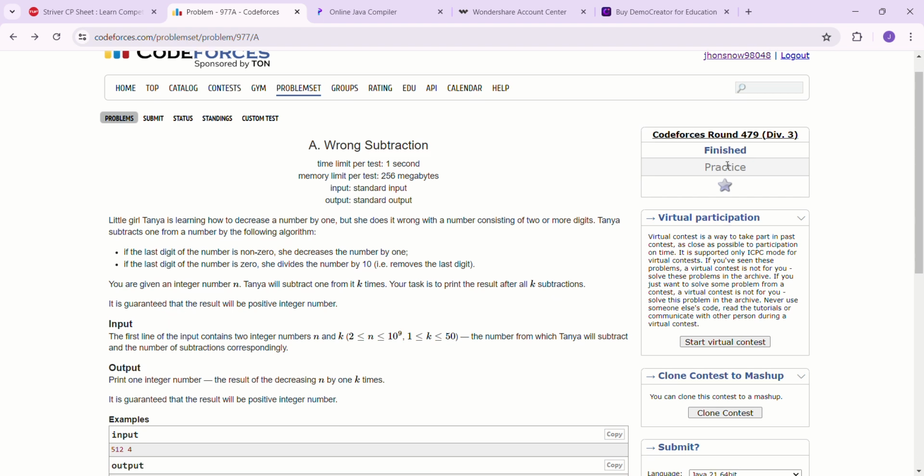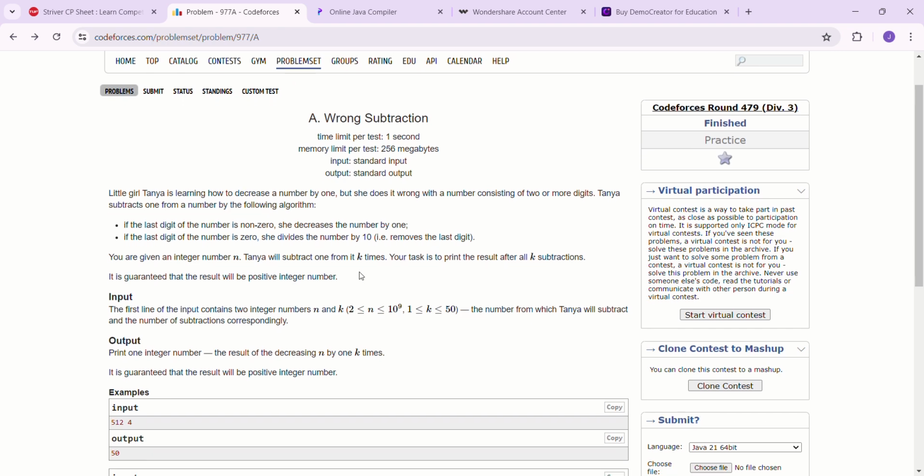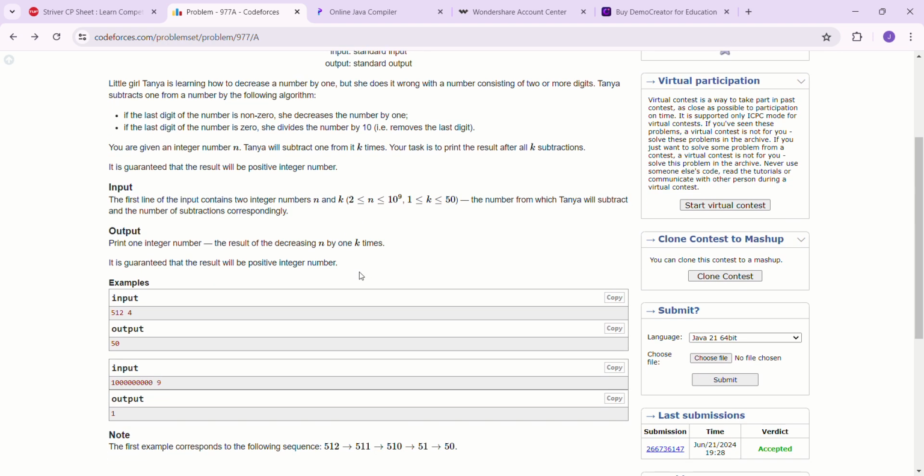Now here are two inputs: n, the integer given to us, and k, the number of times we will subtract, or we will reduce the integer n. Now let's see the first test case.